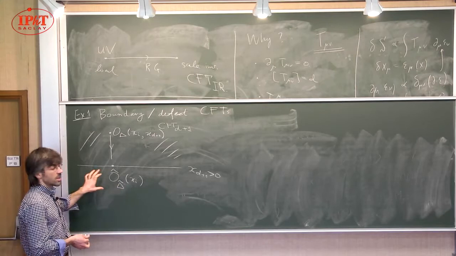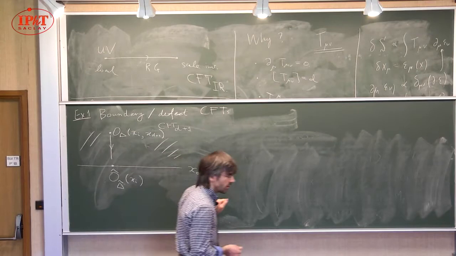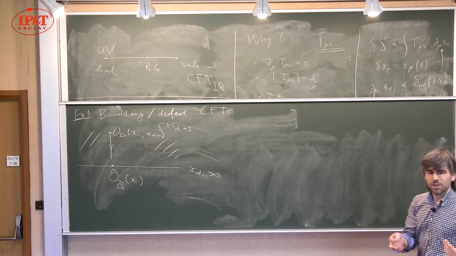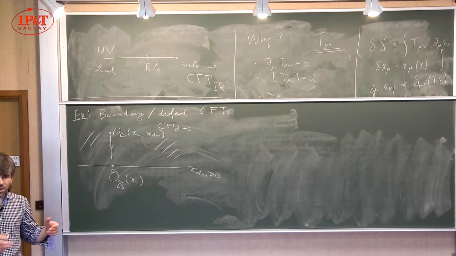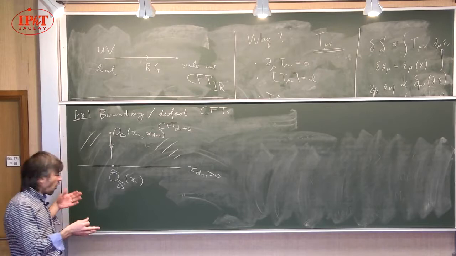Now I'm going to consider correlation functions of the operators on the boundary in isolation. Just somebody gives you d-dimensional correlation functions of these operators O hat and doesn't tell you that they came from a CFT in d plus one dimensions. Then the correlation functions of these operators in d dimensions are going to satisfy all the axioms of d-dimensional conformal field theory. They're going to be conformally invariant.